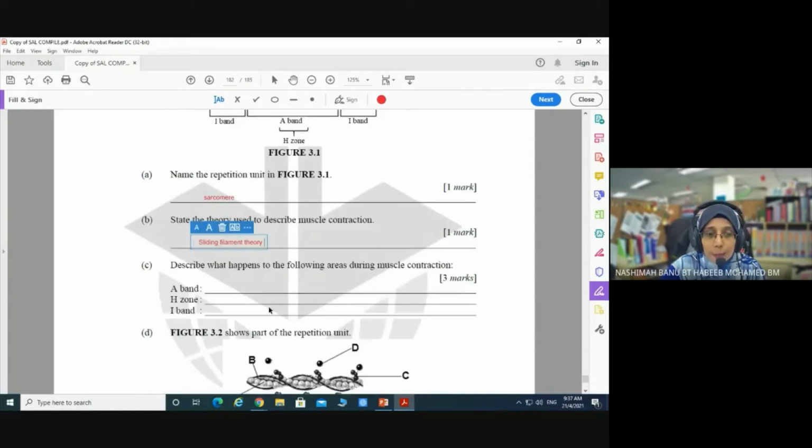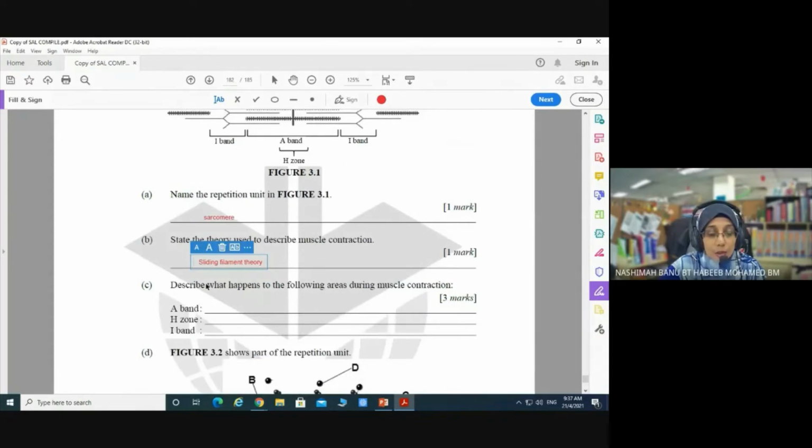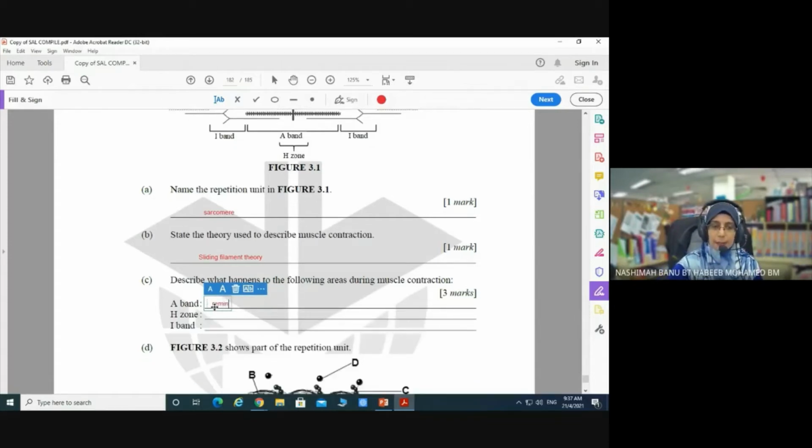So what happened to the A band? If you look at here, this is the A band, where the myosin or thick filament is located. As you know, the thick filament is constant. It means it won't move at all. It is static there. So what happened? It will remain the same. Okay, done.